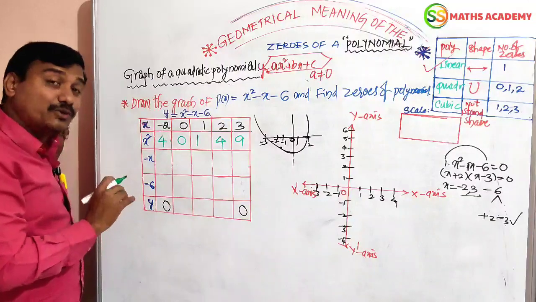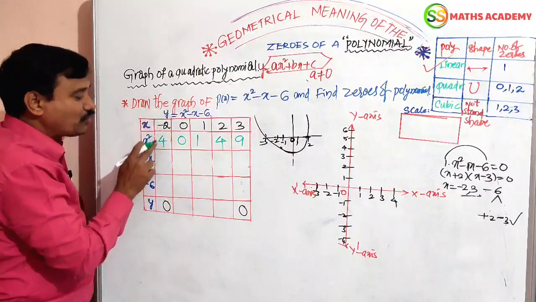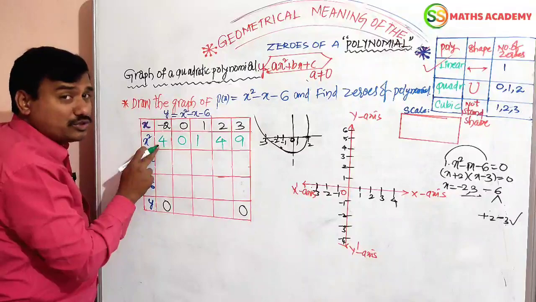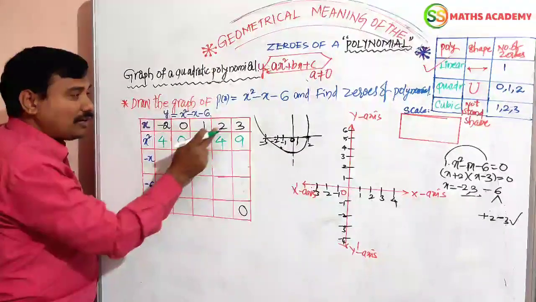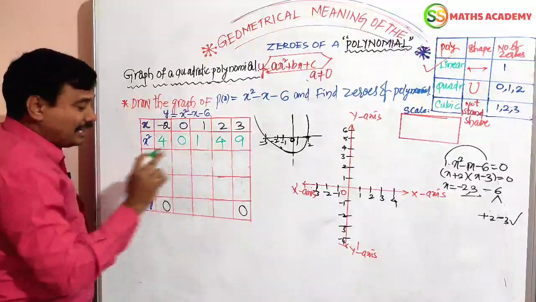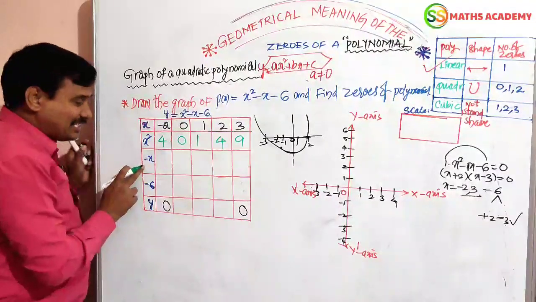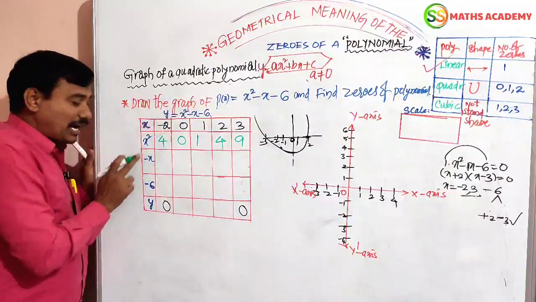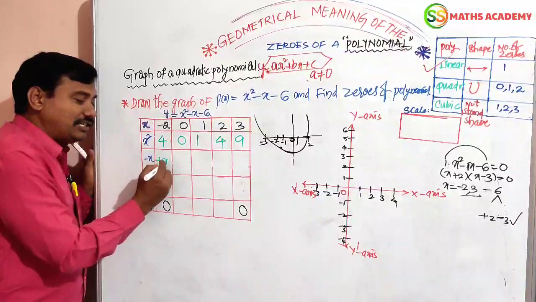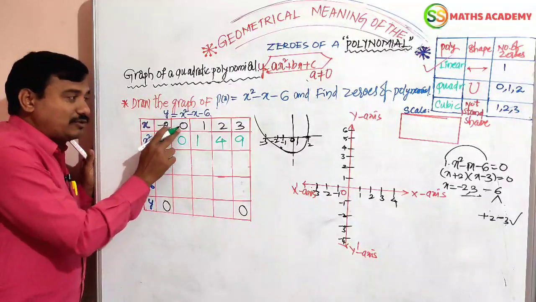What are we getting now after doing the x square? Minus 2 square is plus 4, because minus 2 into minus 2 is plus 4. 0 square is 0, 1 square is 1, 2 square is 4, 3 square is 9. Clear? Now the minus x: the x value is multiplied with minus. So the x value is minus 2, already minus is there, so what becomes here? Plus 2.